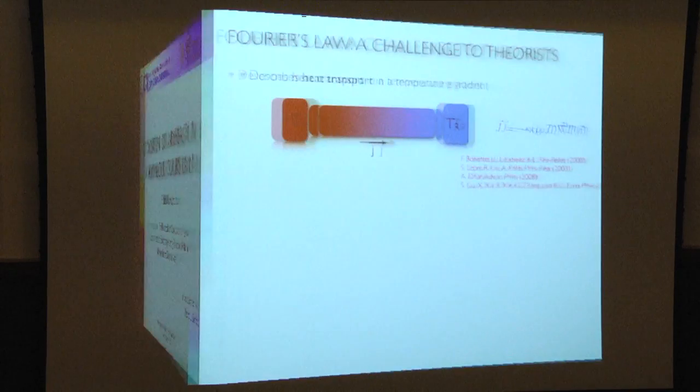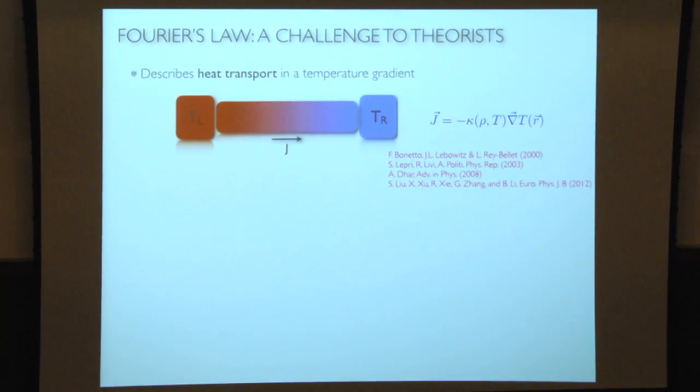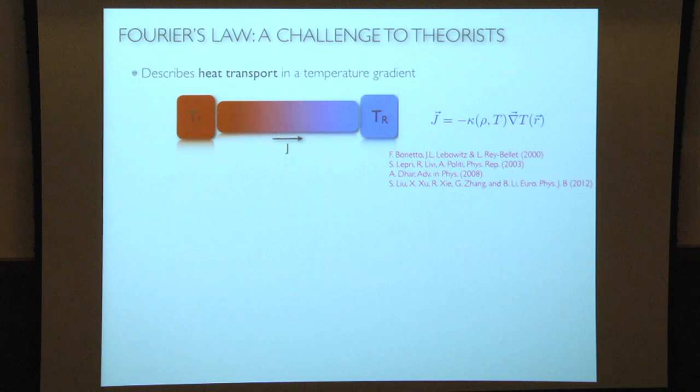Okay, so Fourier law. As you probably all know, Fourier law describes heat transport in a material subject to a temperature gradient. So it says something like this. The heat current flowing through the material is just proportional to the temperature gradient, and the proportionality constant is just what we all know as the heat conductivity, this kappa here, which is a key material property.